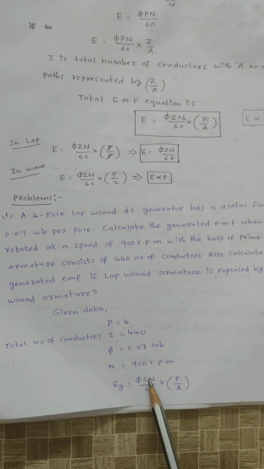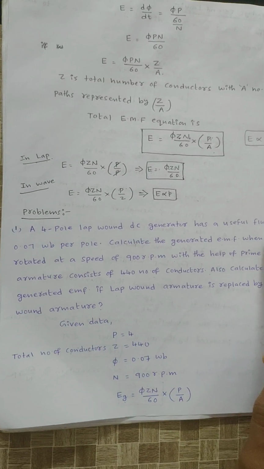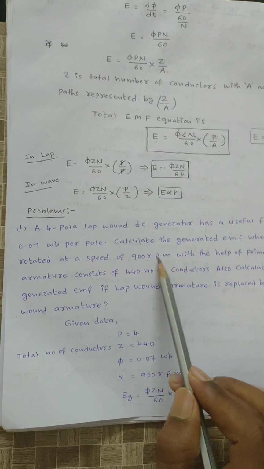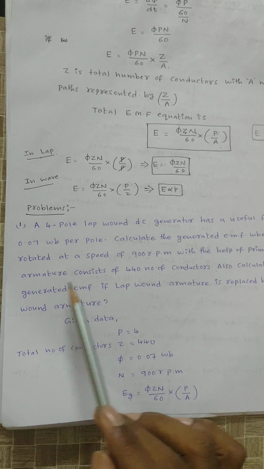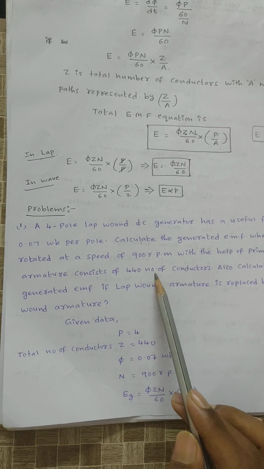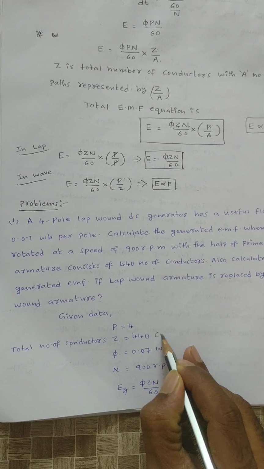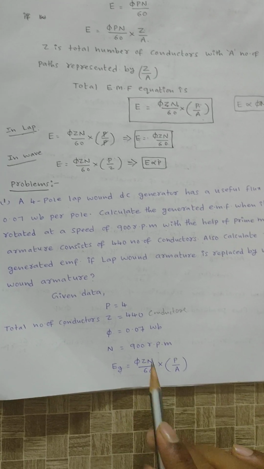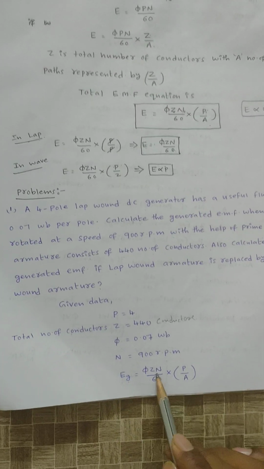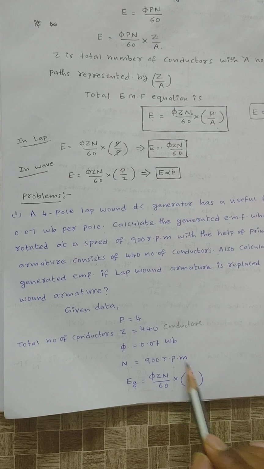EG is equal to, already we know that, phi Zn by 60 into P by A, right? When it is rotated at a speed of 900 RPM, speed n is given, with the help of a prime mover, then the armature consisting of 440 conductors. Z is directly given, 440 conductors. Now see here, phi value is known, Z value is known, speed n is known, P value is known, right?